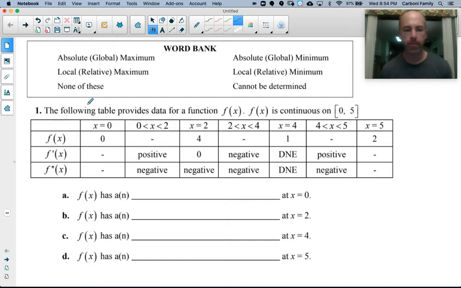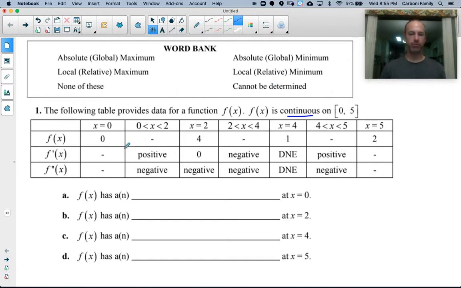So, number one, we have a table of values for a function f. The function is continuous, and that's important. Function's continuous on 0 to 5. We have f prime and f double prime, and we are trying to determine what's happening at 0, 2, 4, and 5. Okay, so 0 is at an endpoint. Because it's at an endpoint, it cannot be a local max or min. It can only be absolute.